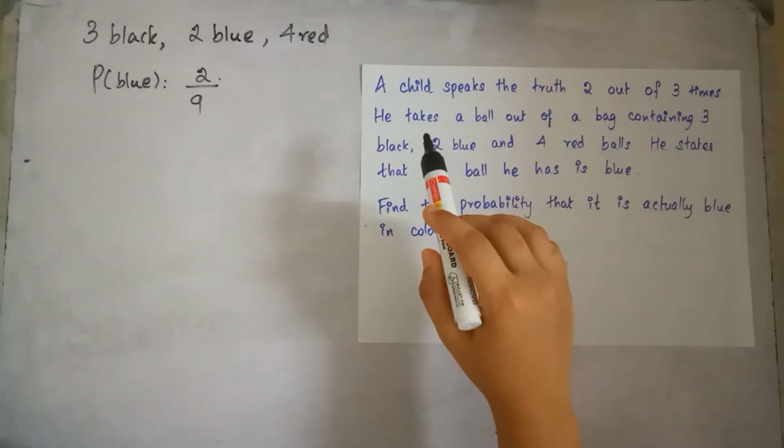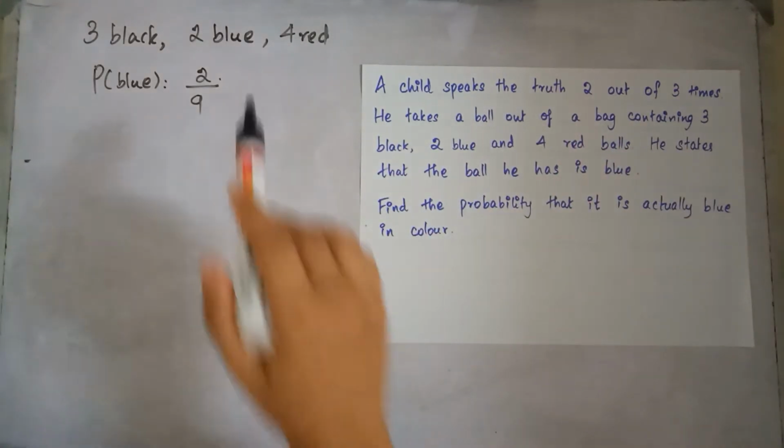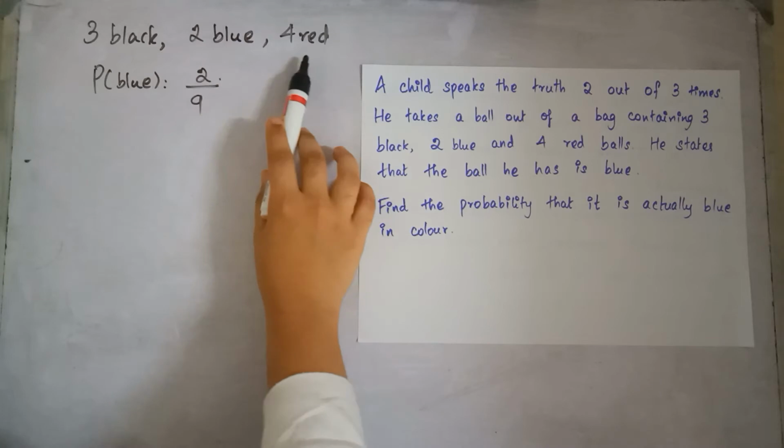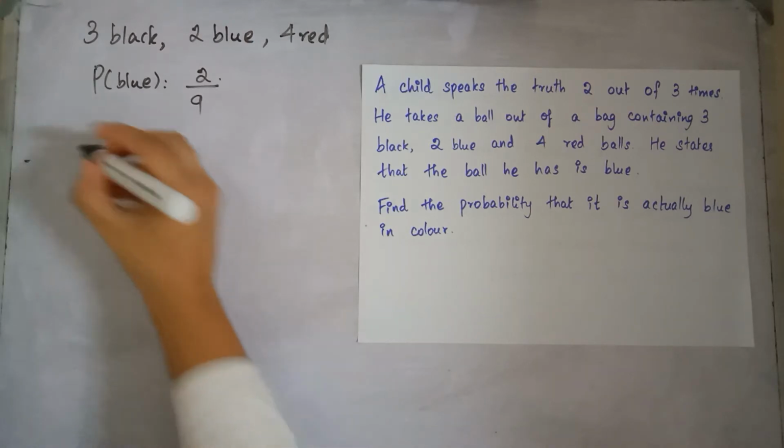So what the question states is, he speaks the truth 2 out of 3 times. And then he's taking a ball out of all of these 9 balls. And he states that the ball he has is blue. So we have 2 different events happening over here. It seems like it's just one event, but there are actually 2 events. Let's look at the events clearly.